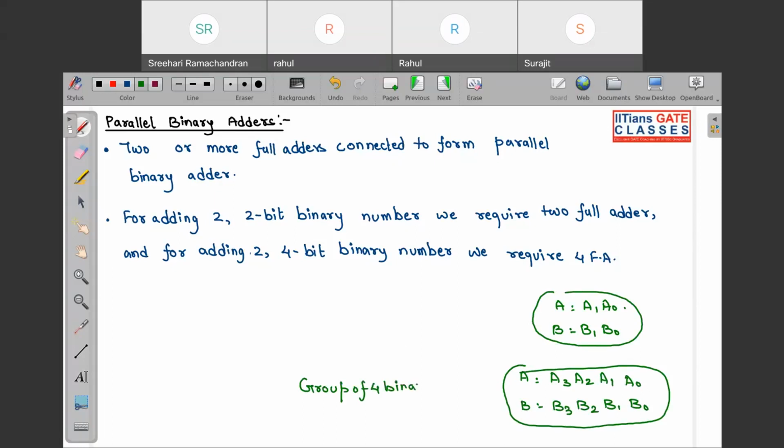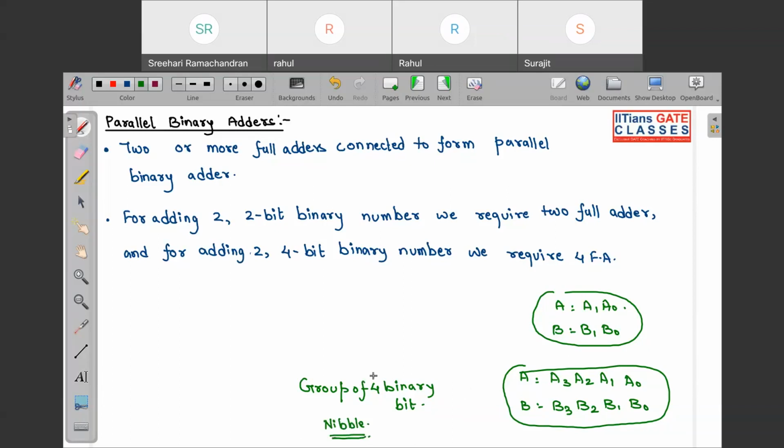A group of 4 binary bits? Nibble. It is known as nibble. Okay, a group of 4 binary bits is known as a nibble.